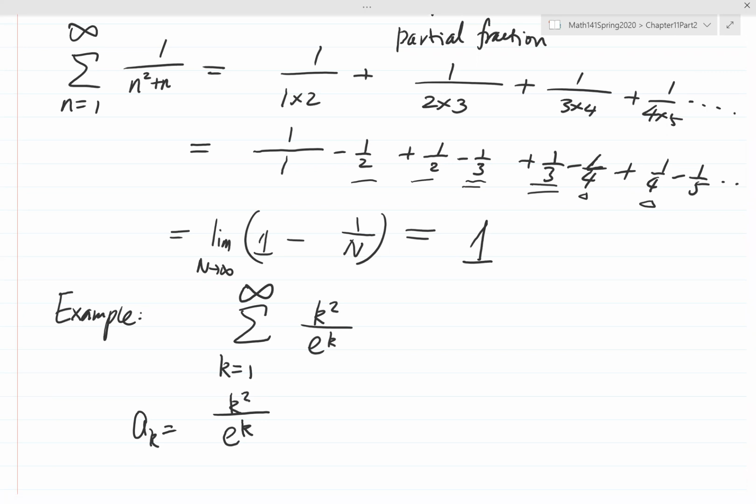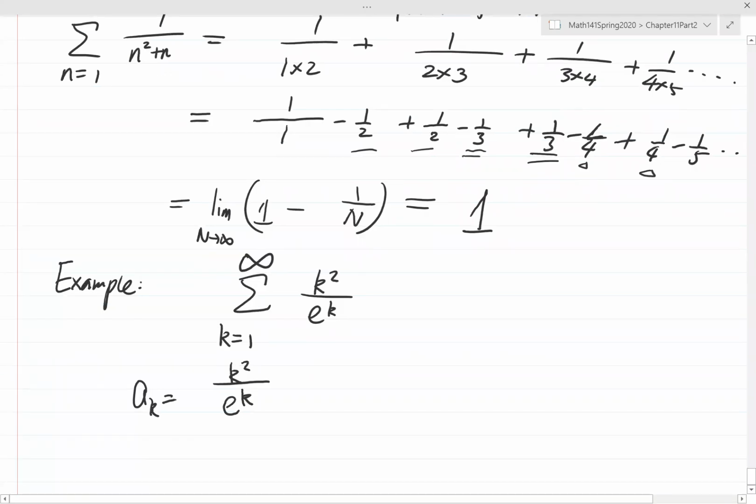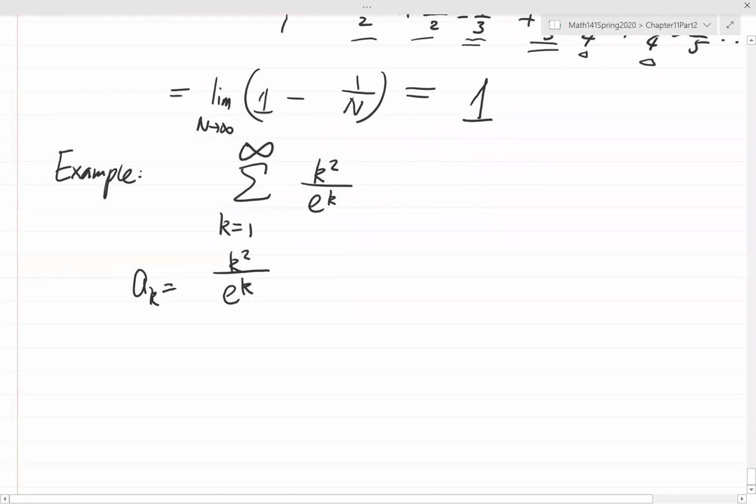So it decays really fast, so that you can sum all of them together. It shouldn't be too big, okay? So we can sum them, it makes sense. So we should expect the series to be convergent, because the denominator increases really fast. So this thing decays really fast.